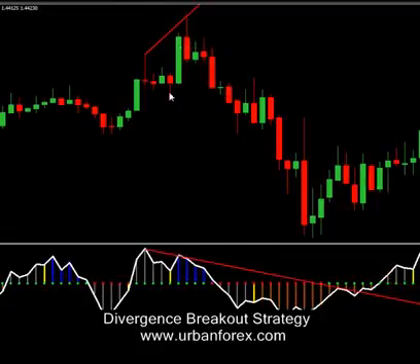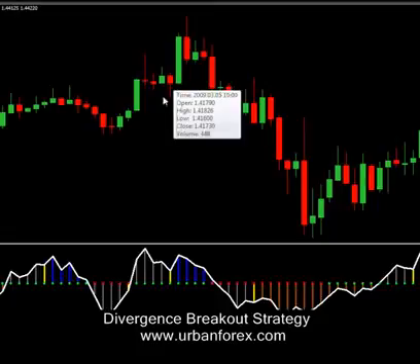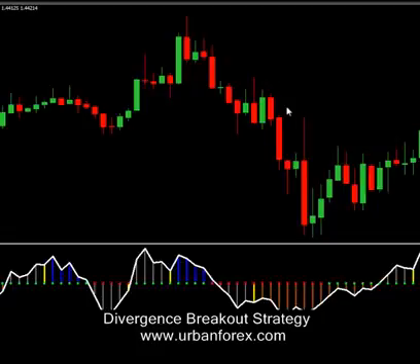Okay, but here's how to even filter it out a little bit better on how you can make it work. In an uptrend on the price, always connect your bottoms. In a downtrend in the price, always connect your tops. On the CCI, just connect your tops at all times. Okay, now let me show you how this strategy works.